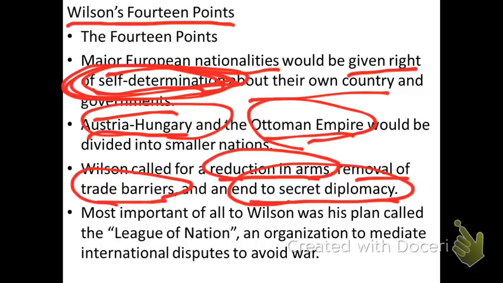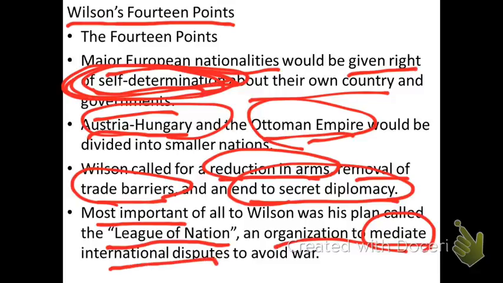Most important to Wilson was what he called the League of Nations, an international organization which was designed to mediate, to hear, debate, and decide upon international disputes, which of course would be able to avoid war.